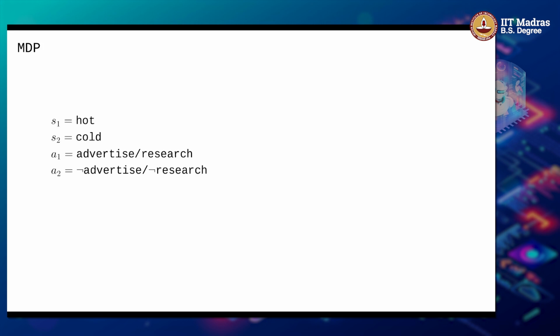Depending on the context, whether you are in state S1 or state S2, A1 will either be advertise or research. Likewise, depending on which state you are in, A2 will be not advertise or not research, right? So this will become clear based on which state you are in.